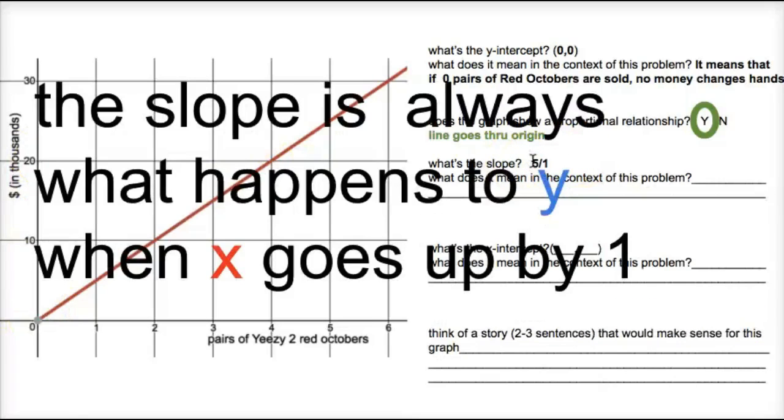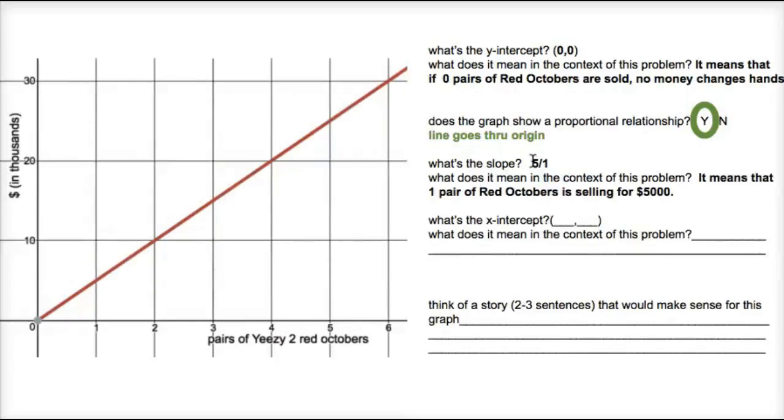And again, remember the slope is always what happens to y when x goes up by 1. So it looks like y is going up by 5,000 since it's in thousands every time x goes up by 1. So you can say that it means that 1 pair of Red Octobers is selling for $5,000, or if I sell 1 pair, I get $5,000, or you could say they cost $5,000. Any of those would work.